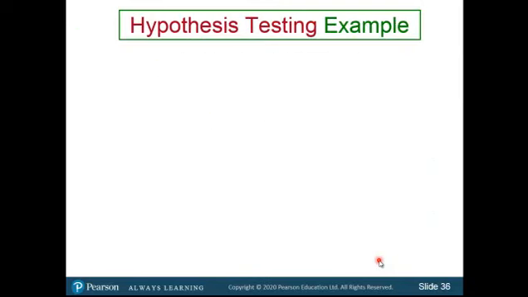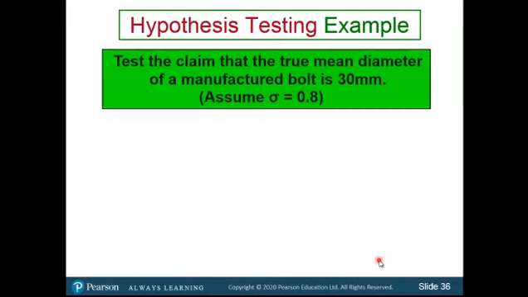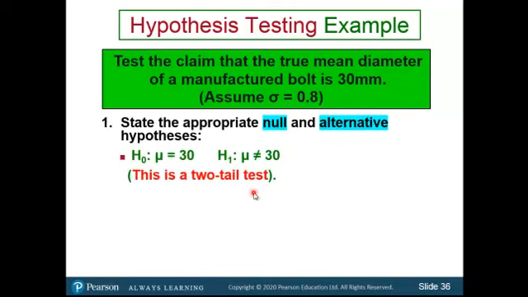So here we have a hypothesis testing example. This is the situation. Test the claim that the true mean diameter of a manufactured bulb is 30 mm. Assume the standard deviation of the population is equal to 0.8. So meaning here we assume the population standard deviation is known. By referring to the 6 steps in hypothesis testing, in step number 1, we have to state the appropriate null and alternate hypothesis.